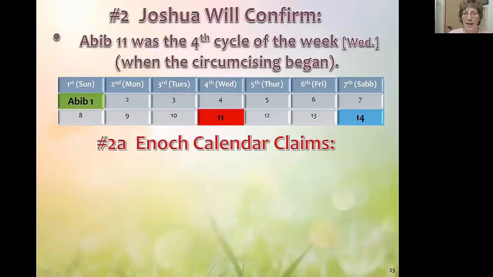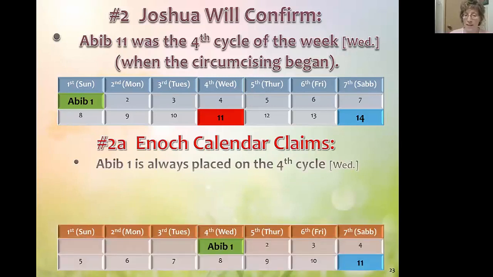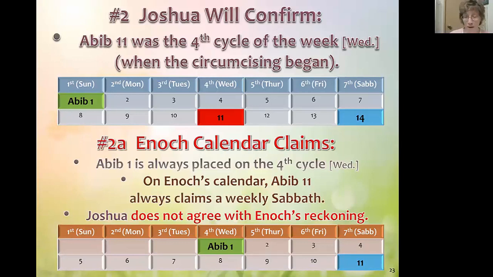Here's one of these review slides that Joshua will be confirming that Abib 11 was the 4th cycle of the week, or a Wednesday, when the circumcising began. But let's look what Enoch's calendar claims about Abib 11. Because Enoch always has Abib 1 on the 4th cycle, he starts right there. Look where his Abib 11 is. He has it on a weekly Sabbath. And I'm going to tell you, Joshua will not agree with Enoch's reckoning, not one little bit.